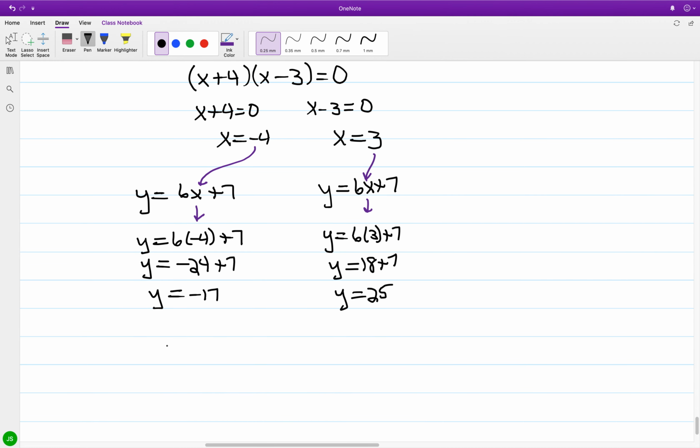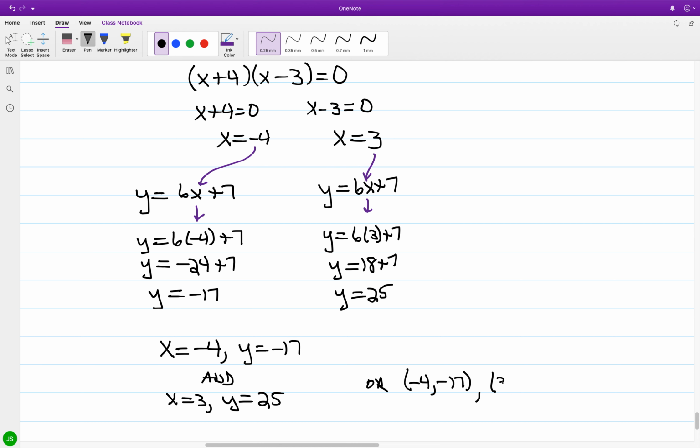So we have a couple of solutions. We have x equal to negative 4, y equals negative 17, and x equal to 3, y equal to 25. Also we can say, bunching up as ordered pairs, we have negative 4, negative 17, as well as 3, 25. Those will be the two points at which the graphs of both equations intersect.